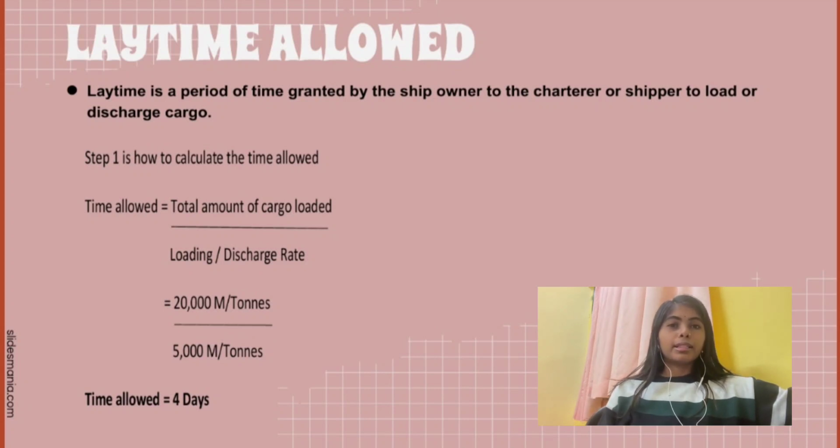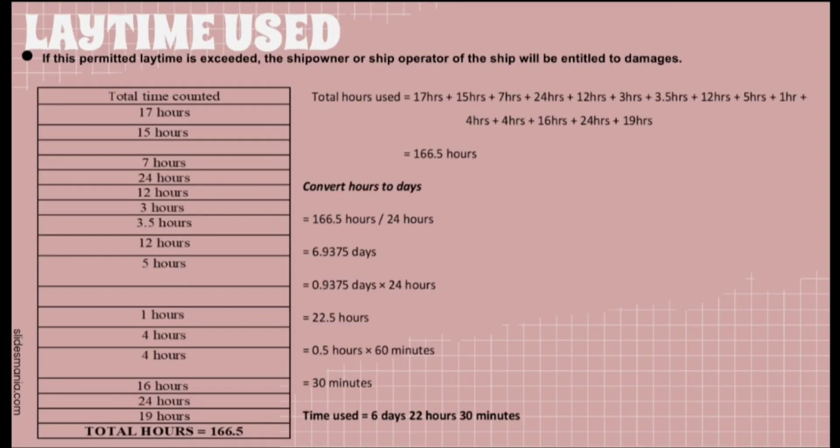This is an example of the MV Your Ship time allowed calculation. First of all, MV Your Ship's laytime allowed is calculated by the total amount of cargo loaded, which is 20,000 tons, divided by the loading or discharging rate, which is 5,000 tons. So we will get the total time allowed for the MV Your Ship, which is 4 days.